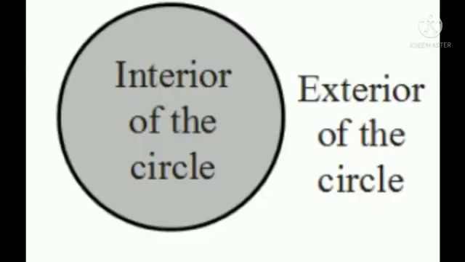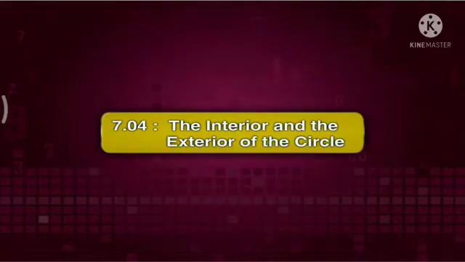Now next we will study the interior and the exterior of a circle. Now what is interior? The inside part of your circle is known as your interior of the circle, and the outside part of your circle is known as the exterior part of a circle. Clear? As you can see in this picture, the inside part is known as your interior and the outside part is known as your exterior. Now let's see the interior and the exterior of the circle with the help of the example.